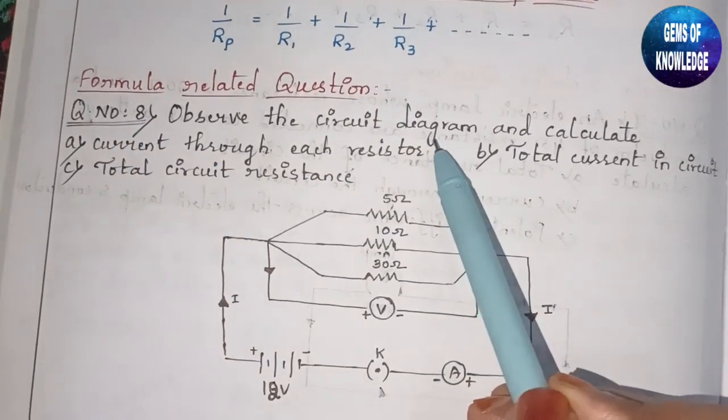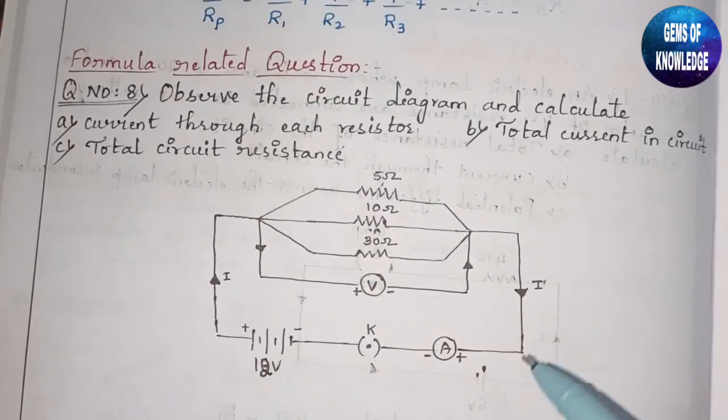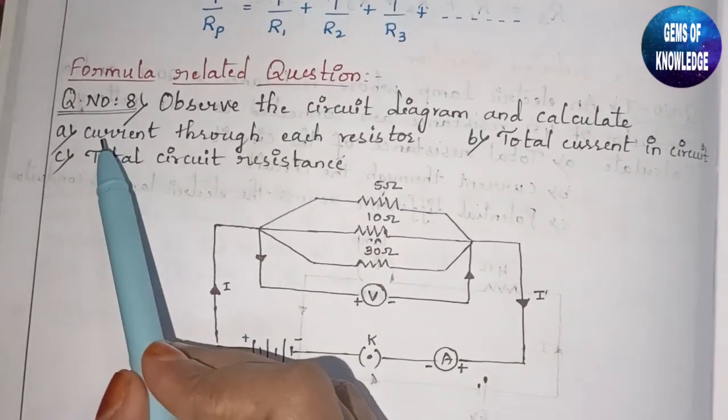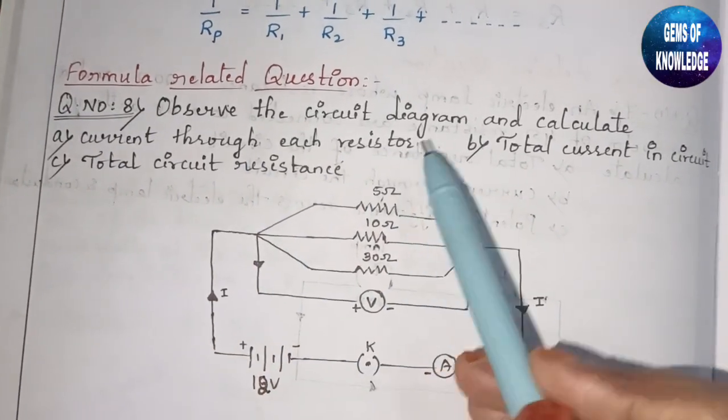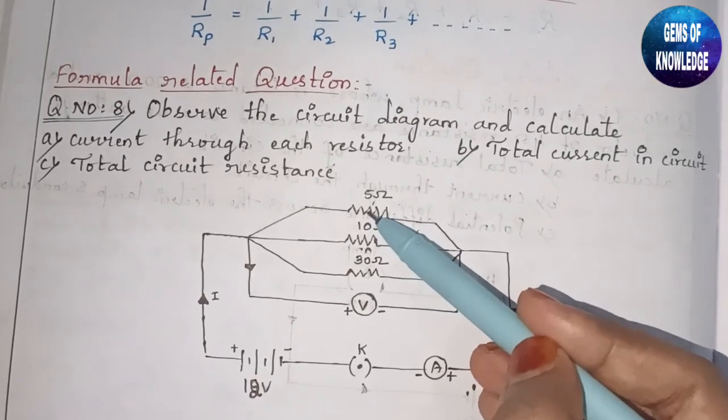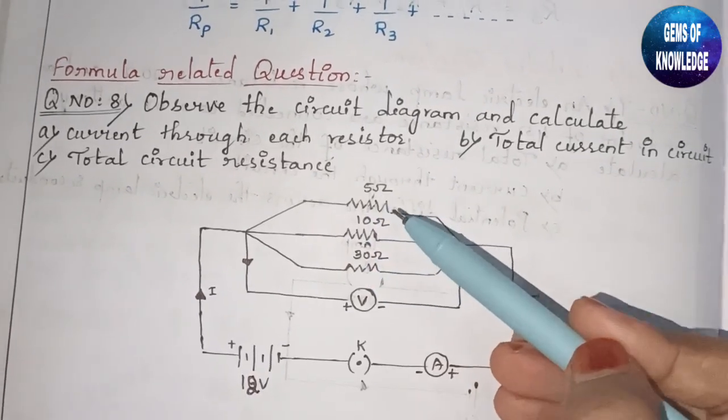Observe the circuit diagram and calculate. Okay, let us see this diagram and we need to calculate. First one is current through each resistor. So what current is passing through each of these separately, we have to find out.